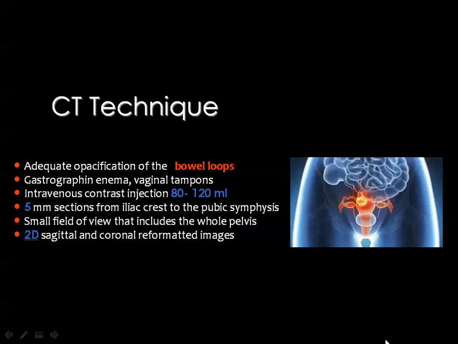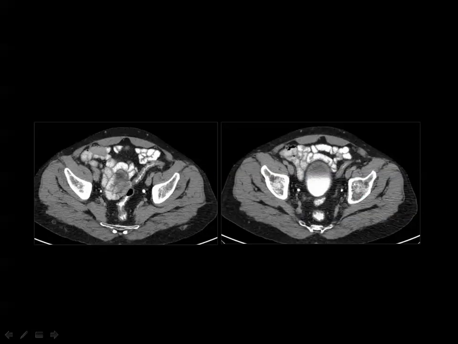The CT scan of the pelvis is usually performed in female cases after oral administration of contrast material to delineate the bowel loops, and also intravenous contrast material to enhance the vessels and to discriminate between masses. And these are two images showing how good the preparation of the patient is with the orally administered contrast material.